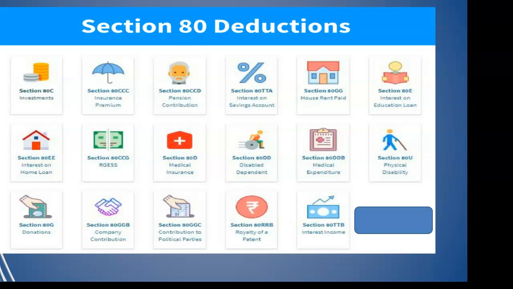80GGB is towards company contribution. 80GGC, contribution to political parties. And 80RRB is royalty of a patent. And last, 80TTB is deduction on interest income for senior citizens. So these are some of the deductions under which one can do tax planning.